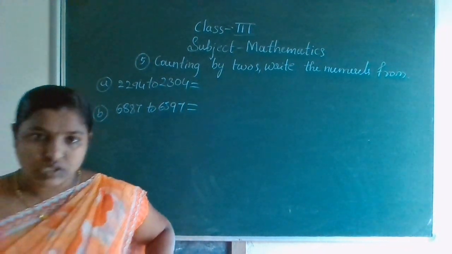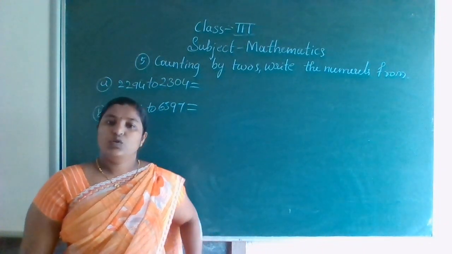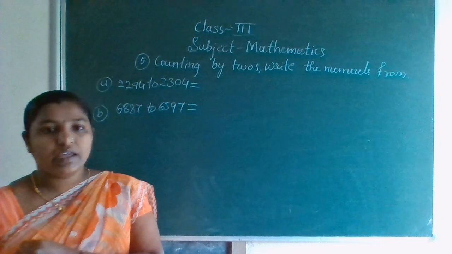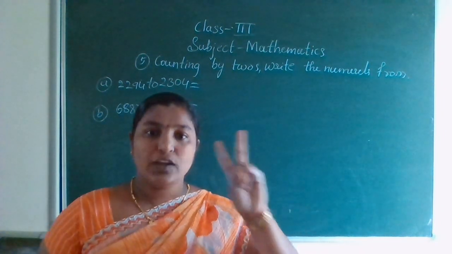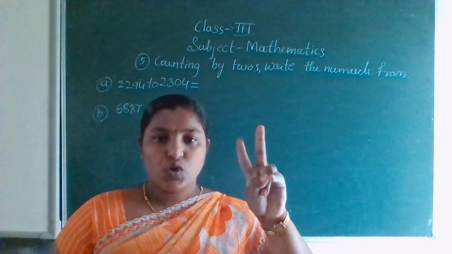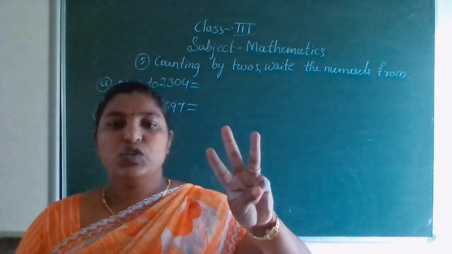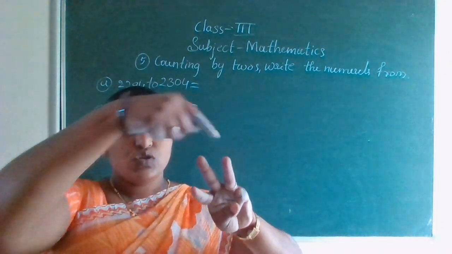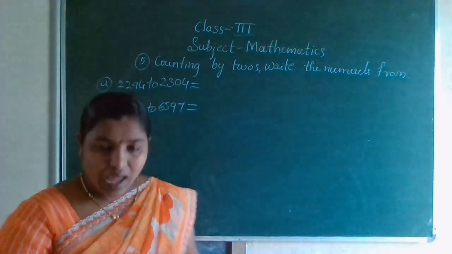Counting by twos. So twos means how many fingers should we hold? 2 fingers, we know that already. Counting twos means we should hold 2 fingers. Counting threes means we should hold 3 fingers. So at the second finger, whichever number comes, that is the answer.